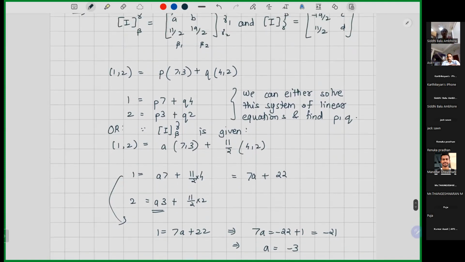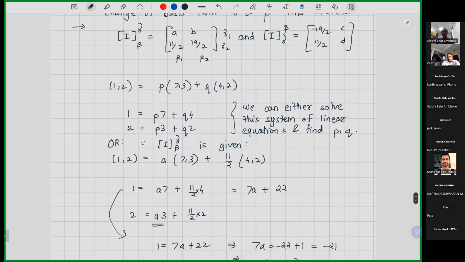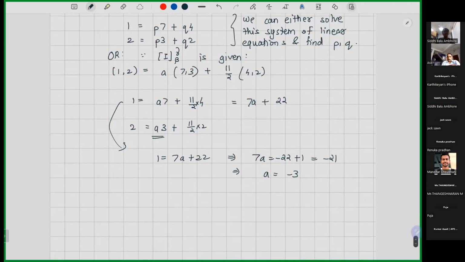We can either solve the system of equations and then get the values of p and q, or we can smartly use the given information. That is, the given information is that I beta gamma is already given and it has this form. So we got that A is minus 3.